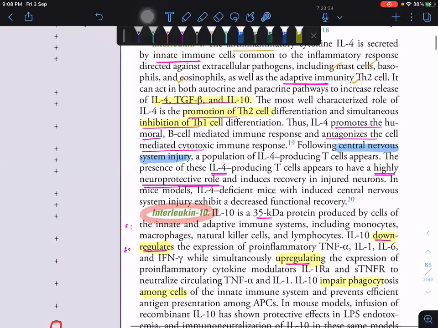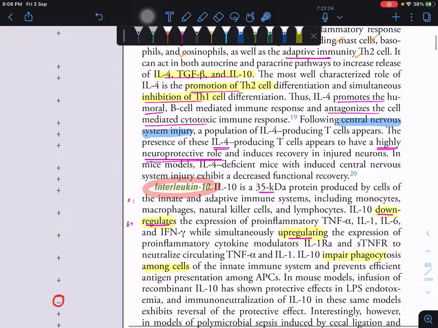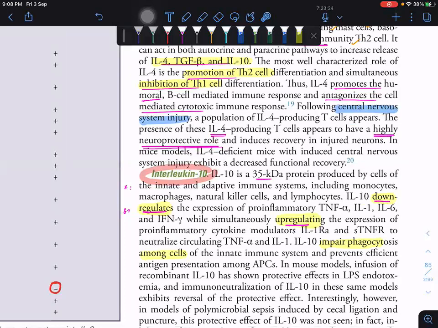It is mainly involved in the release of IL-4, TGF-beta, and IL-10. Sorry, IL-4 itself is releasing IL-4, TGF-beta, and IL-10. This IL-4 is mainly involved in the promotion of Th2 cells and inhibition of Th1 cells. It also promotes the humoral B-cell immune response. In CNS injuries, IL-4 plays a main role and has a highly neuroprotective role. Just remember IL-4 has a neuroprotective role.